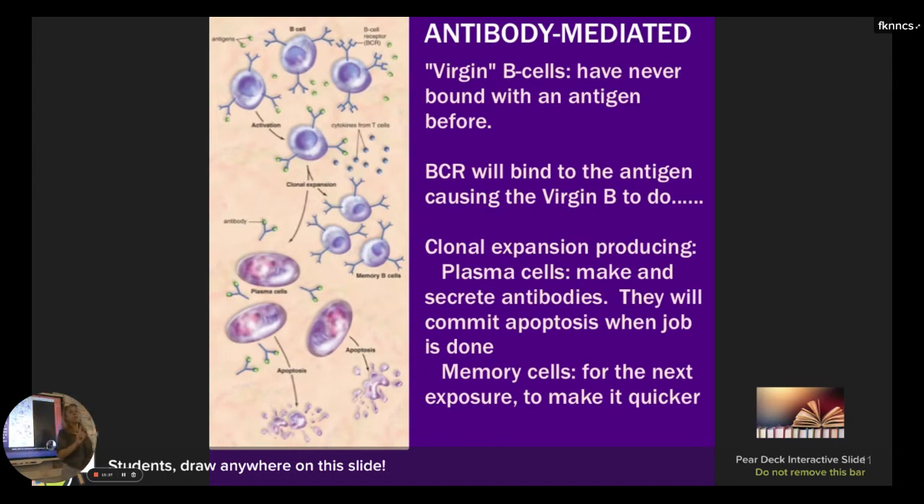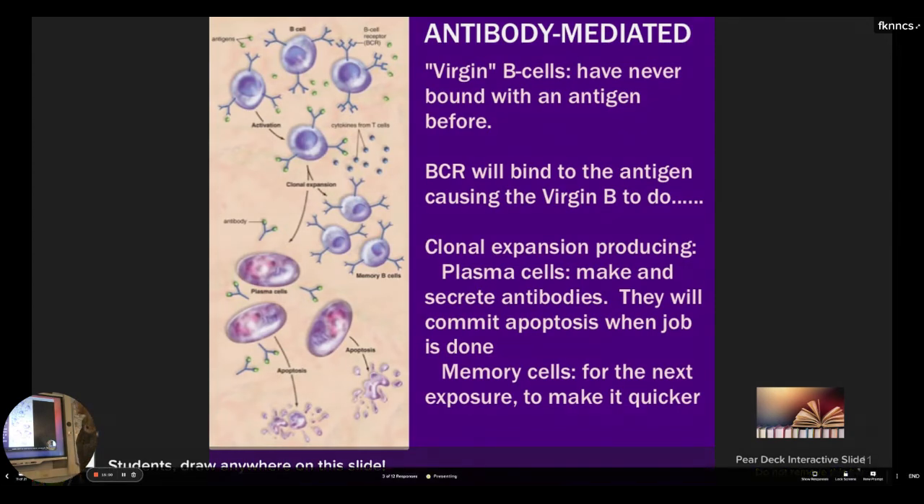What's the other cell it will make besides plasma cells? It'll make what? Memory cells. Now, once the infection is over, the only cells that get to stay alive are the memory cells. The plasma cells have to commit what? Apoptosis. Because if you kept those plasma cells in your body, a million clone army, you would have like leukemia, right? That's why we need them to commit apoptosis, and we have memory cells for a faster response next time. Does that make sense to you?